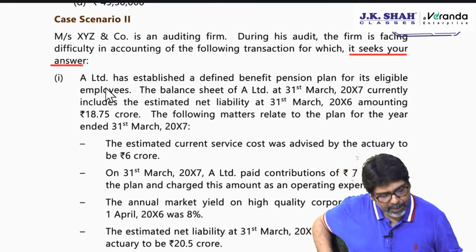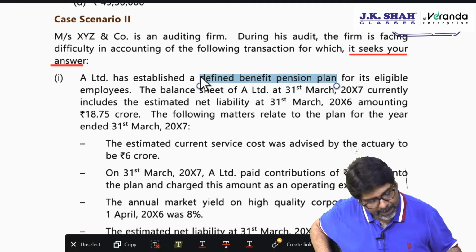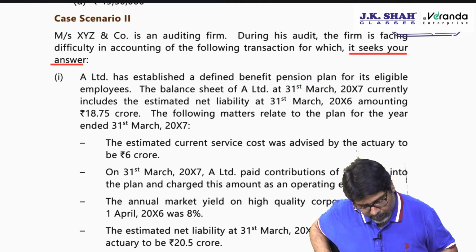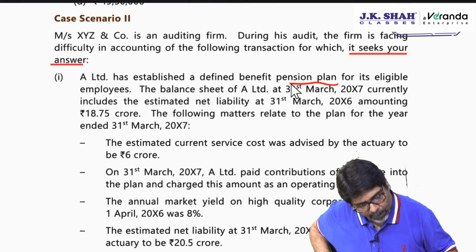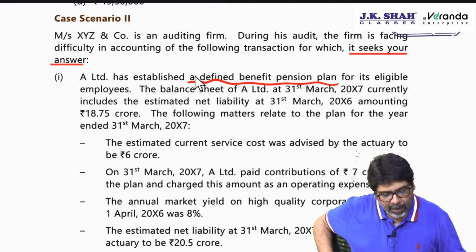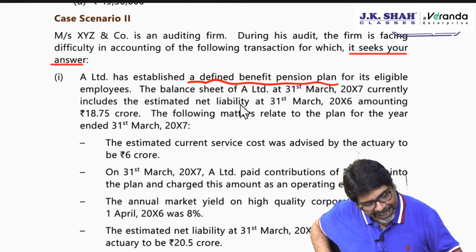Messrs. XYZ and Company is an auditing firm. During its audit, the firm is facing difficulty in accounting of the following transaction for which it seeks your answer. A Limited has established a defined benefit plan, a defined benefit pension plan. Chartered, what do we call this? Sir, we call this PVDBO. For its eligible employees, the balance sheet as at 31st of March 07 currently includes estimated net liability.